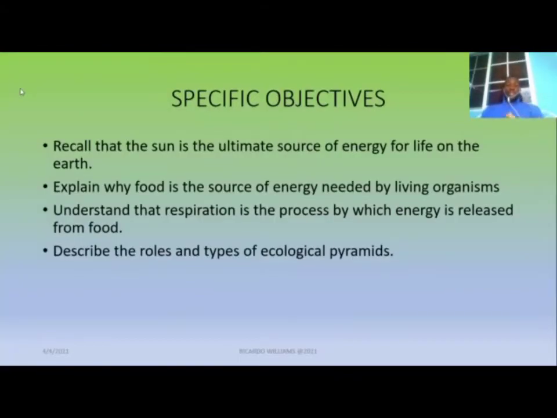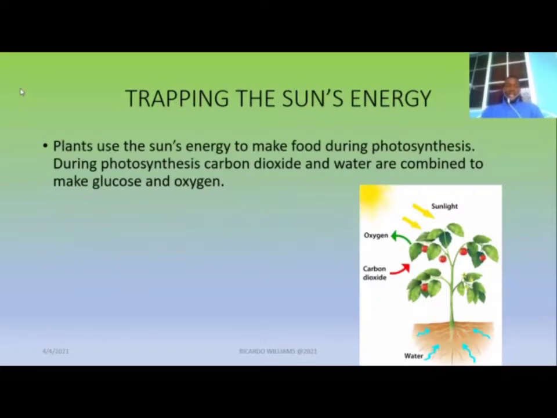We're going to recall that the sun is the ultimate source of energy for life on Earth, explain why food is the source of energy needed by living organisms, understand that respiration is a process by which the energy is released from food, and describe the roles and types of ecological pyramids. Alright, so let's dive right into it.